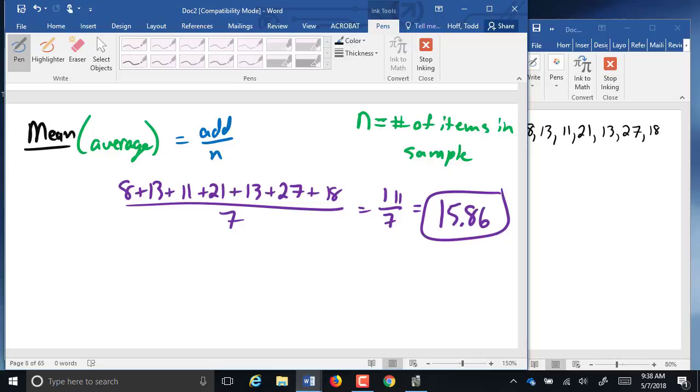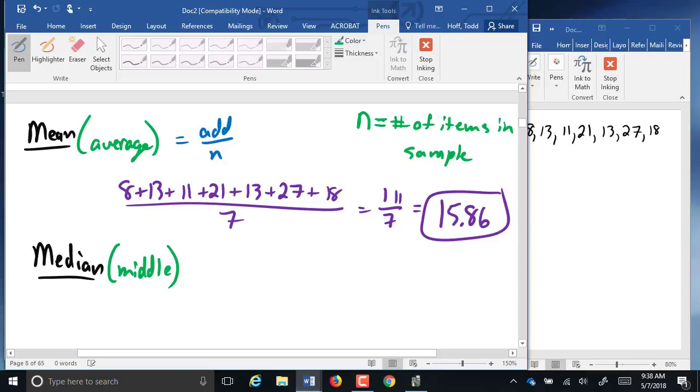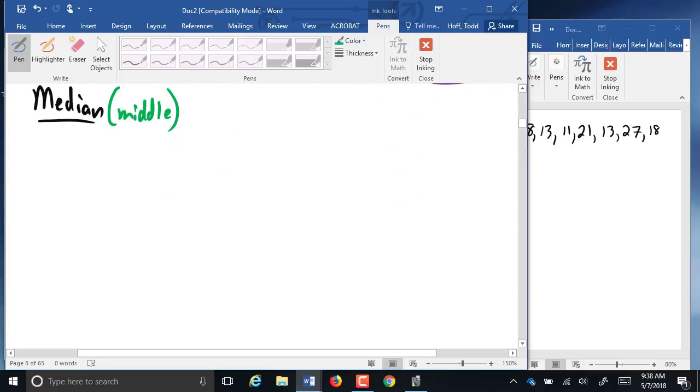Okay, let's look at the next one called the median. The median is defined to be the middle. To find the median, we first have to put the numbers in order. So there's actually a couple steps we're going to go through. Step one is to put in order.